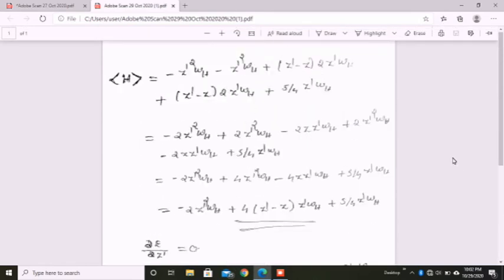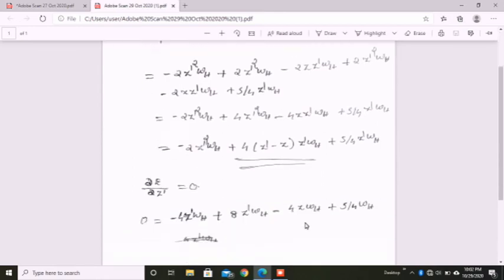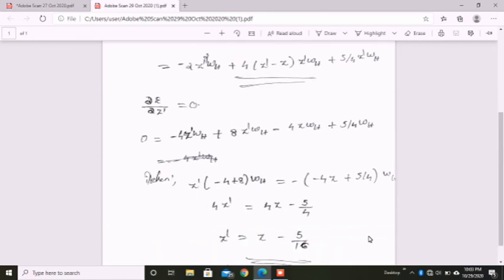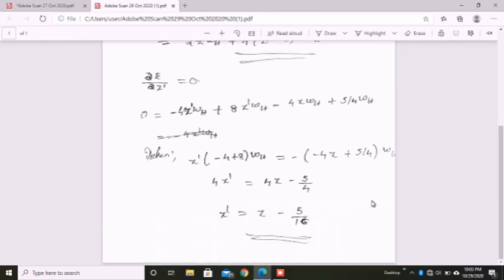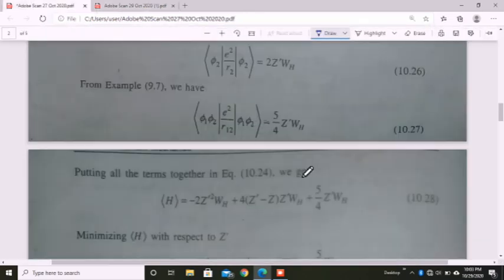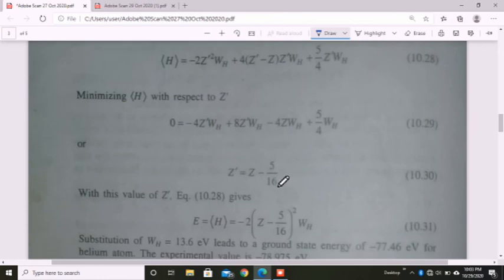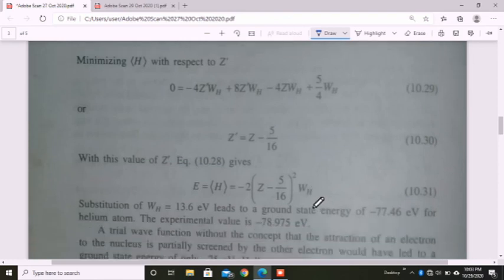And putting all these terms together in equation 10.24, we get the expectation value of H equal to minus 2 Z prime squared WH plus 4 into Z prime minus Z into Z prime WH plus 5 by 4 Z prime WH. Then minimizing with respect to Z prime, that is dou E by dou Z prime is equal to 0. Then 0 is equal to minus 4 Z prime WH plus 8 Z prime WH minus 4 Z WH plus 5 by 4 WH. From this equation we get Z prime equal to Z minus 5 by 16.